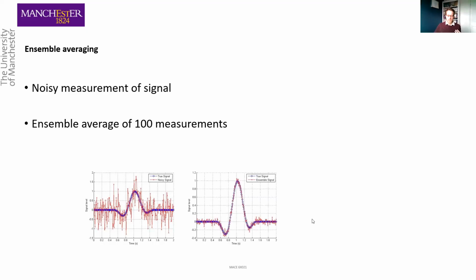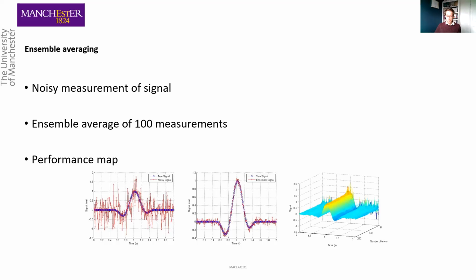And we take this measurement 100 times, and for every instance of time, we average our 100 attempts to create our ensemble average, and we plot that out. And you can see here in the middle figure, this is a really good approximation of the true signal. So we can plot this out like a performance map. If we have the number of terms that we've used on this axis, we can see the more terms we add in, the smoother we get, the closer we get to the true signal, which is what we're after.